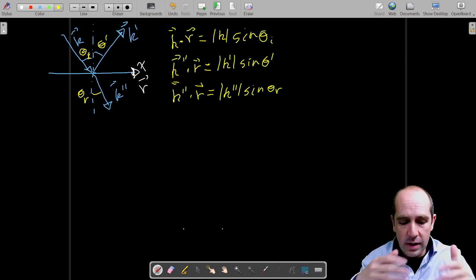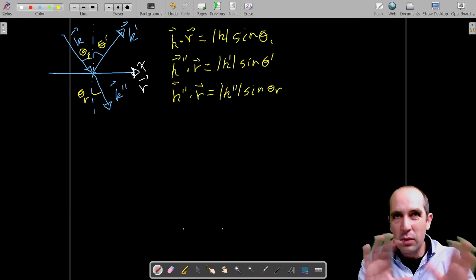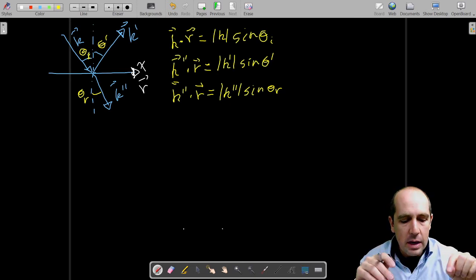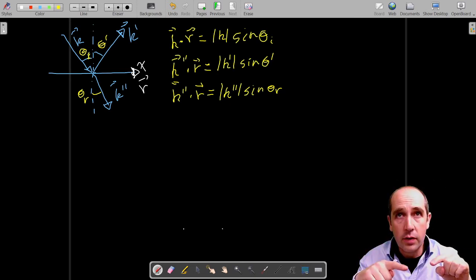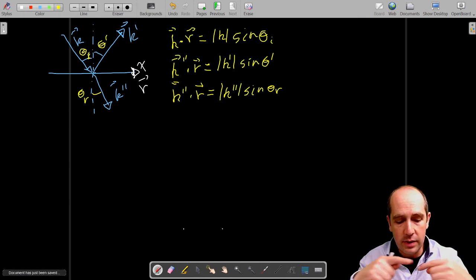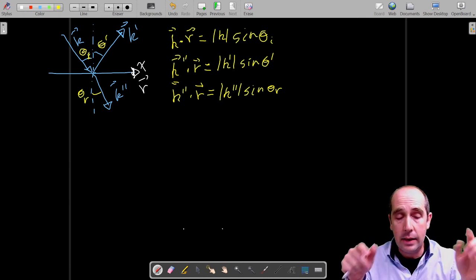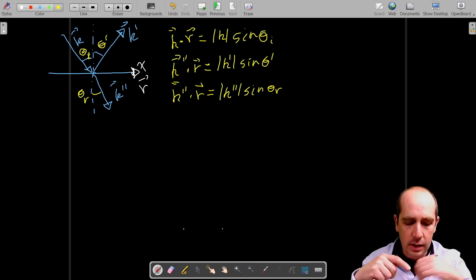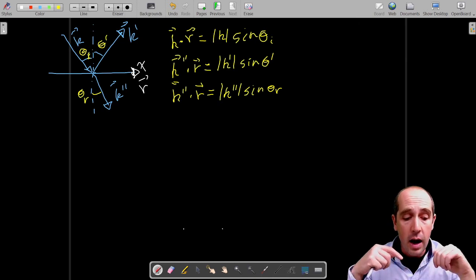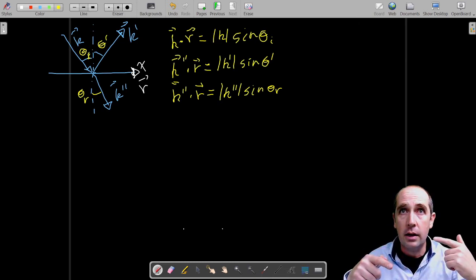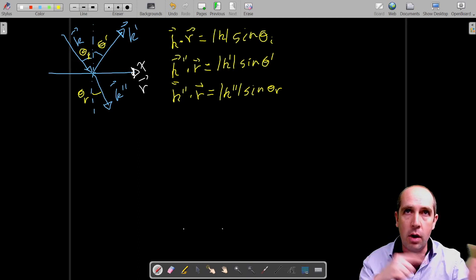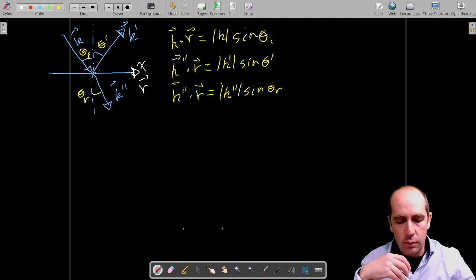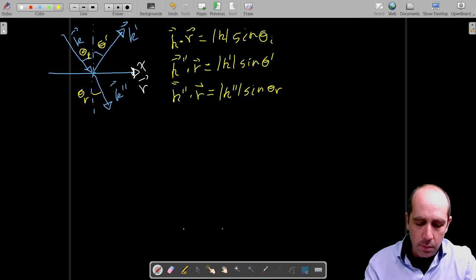So all these three relationships, with the exception of the magnitude of r, which doesn't really matter too much at the moment, are because of the projection of all these k vectors on the horizontal axis. And these essentially come from, of course, the cosine of the angle between the x-axis and each one of the k vectors. But we can use the fact that the cosine of the angle is the sine of the complementary angle. So this is where these three relationships come from.